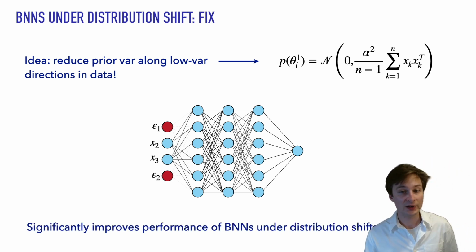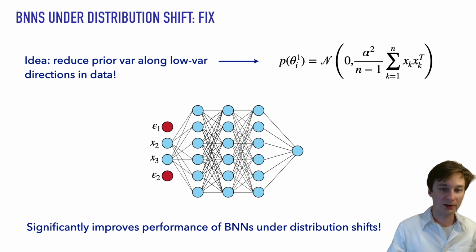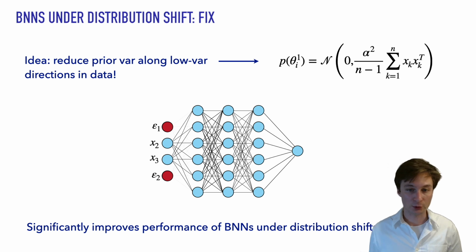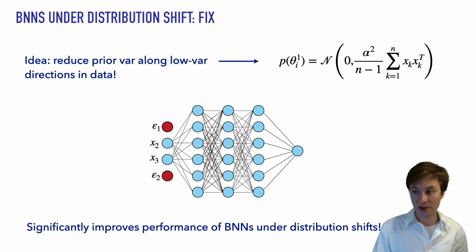And in fact, this simple modification to the prior largely fixes this issue with robustness, and we get much better performance under distribution shifts and corruptions to the input images when we use this prior compared to the standard prior.